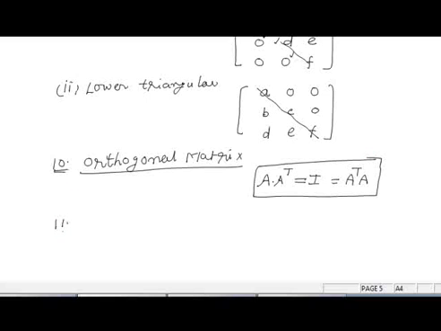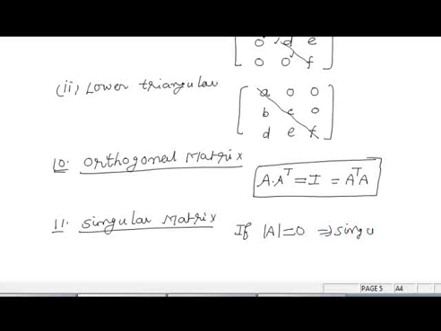The next matrix is the singular matrix. If determinant of any matrix is 0, then it is called the singular matrix.